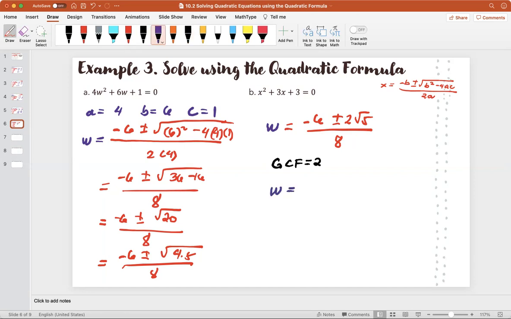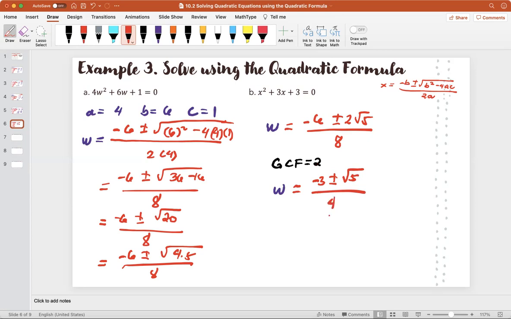Now we use that to simplify our answer. So what's negative 6 divided by 2? Negative 3. What is 2 divided by 2? That's 1, but you don't write it because that's the coefficient of the radical. All over 8 divided by 2, 4.